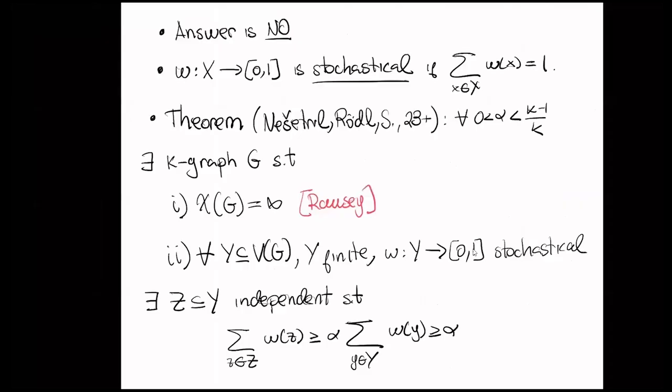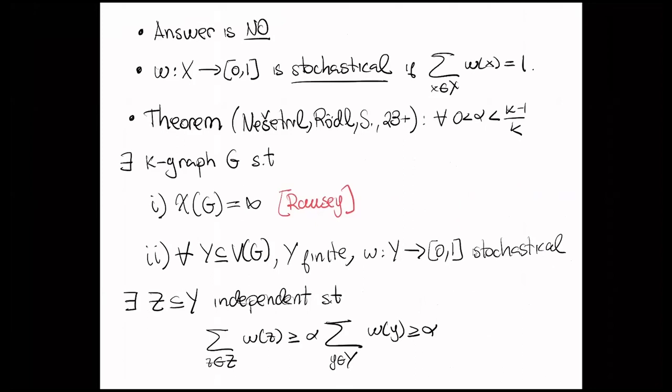We actually proved something slightly stronger, that I'm going to state like that. I'm going to say the slightly stronger statement because maybe if I have time to show some proof, I might want to use that. So we consider this weight function, right? And we say that it's stochastic if the sum of the weights is equal to one, right? And what we are able to prove is that if you take alpha that goes from k minus 1 over k to zero, there exists a graph G that indeed is Ramsey, right? But we can find large independent sets, and even better than large independent sets, we can find large weighted independent sets.